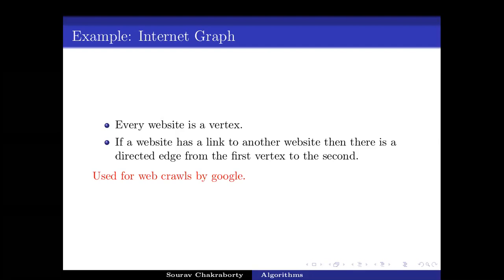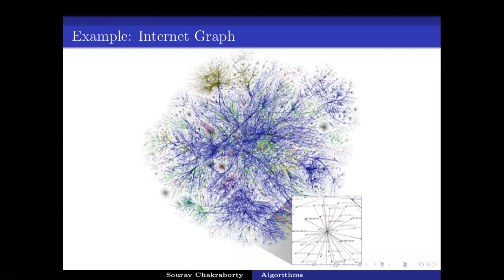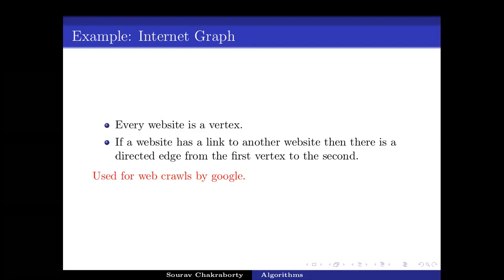So let's see an example. Suppose this web page on Wikipedia is web page A, and all these others are B, C, D, E. So there will be a directed edge from B, C, D, E to A. So there is an issue of direction involved here, right?